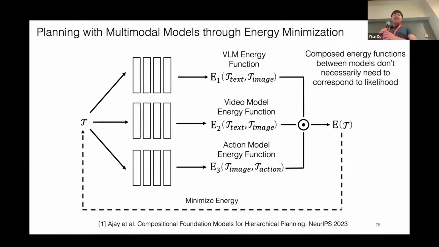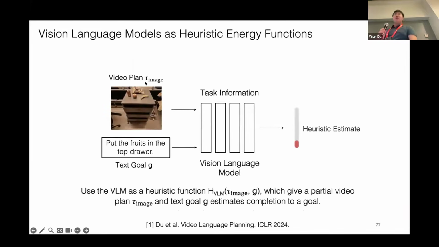And when you actually combine these models, you don't actually have to combine the models using their likelihood. You can also have the models define their own objective functions. So what I mean by this is, when you're trying to optimize a language plan and an image plan, you can actually use a VLM to measure the consensus between the image and language plan. So if you have a text instruction, put the fruits in the top drawer, and an intermediate video plan where you're picking up the banana and simply dropping it, then you can use a vision language model to tell that this is a bad image plan given the language plan.